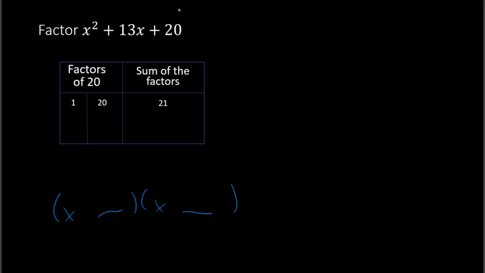Well, we could have 1 times 20, which would add to get 21, 2 times 10, which would add to get 12, and then 4 times 5, which would add to get 9. There's no other way to get 20 other than these three sets of numbers. But notice that none of these would give you 13 when I add them together, which means that this expression does not factor. So we can say that it doesn't factor.